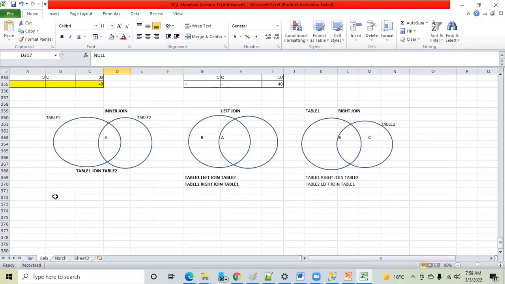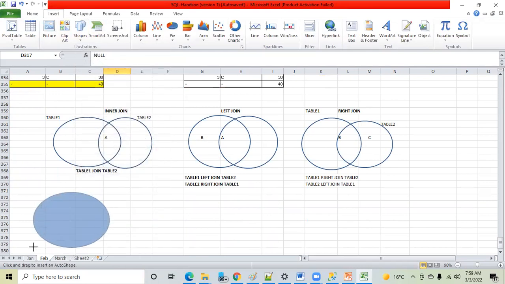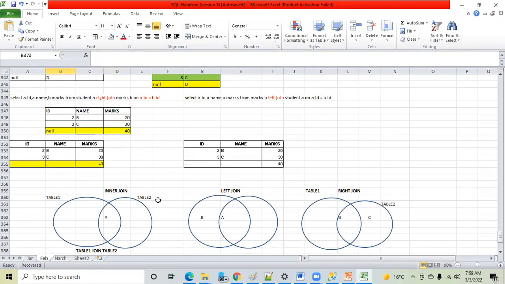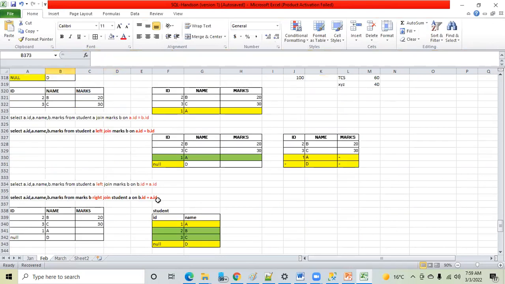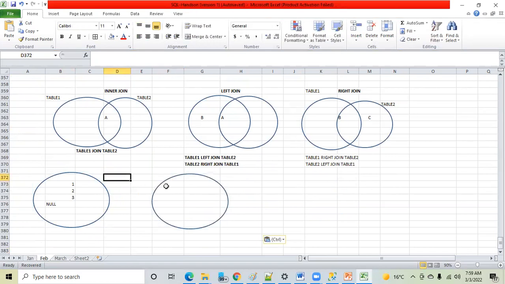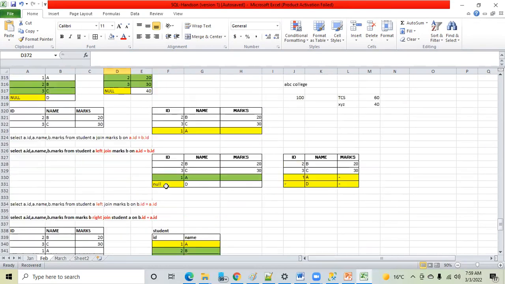Okay, take this example. Suppose this is your bucket one, okay? And in this bucket you have, what I've written? 1, 2, 3, null. You have 1, 2, 3, and null. Correct? And then you have another bucket here. And in this bucket, you have 2, 3 and null, right? 2, 3, null.